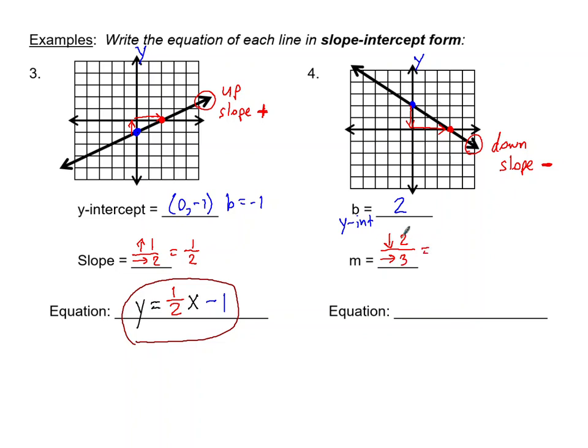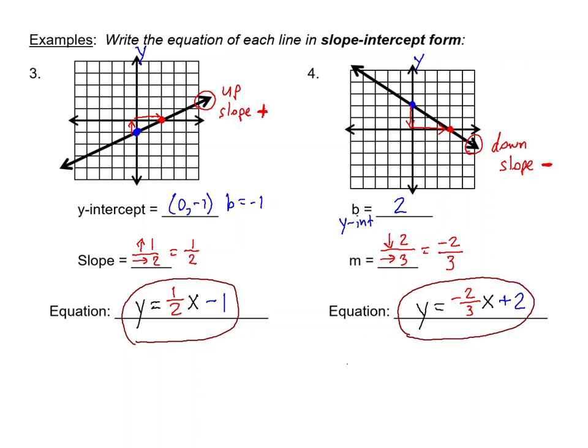Remember that going down 2 would be a negative 2, and running to the right is still positive. So our slope is negative 2/3. Let's write the equation. Y equals, our slope goes first, negative 2/3, and that is multiplied to x. And then we put our y-intercept, which is 2. Since it's positive, I see a plus sign, 2. And that is the equation of that line.